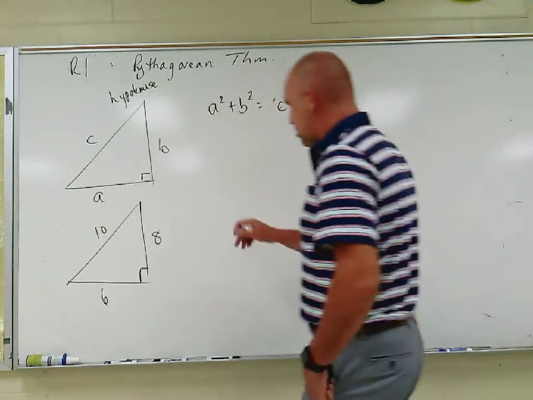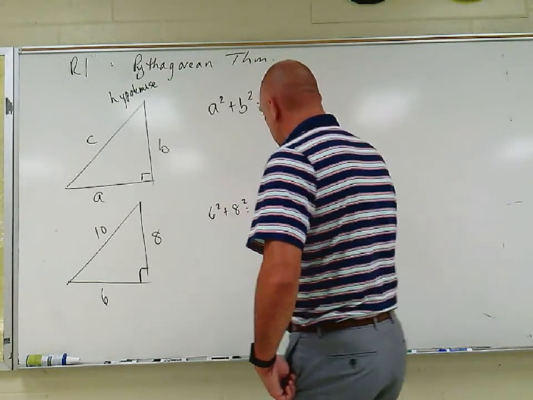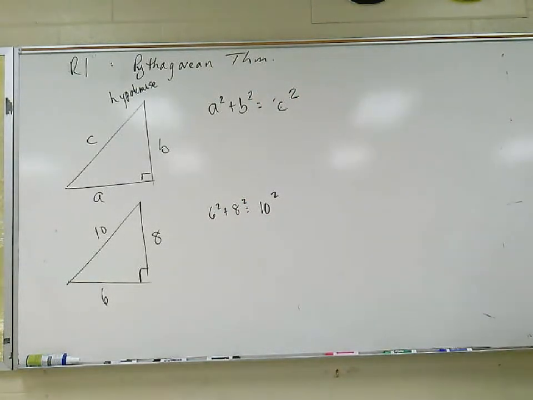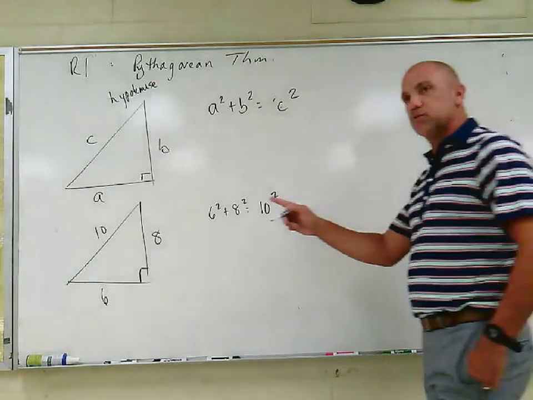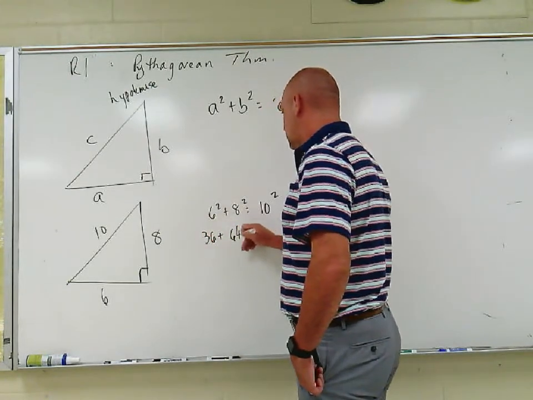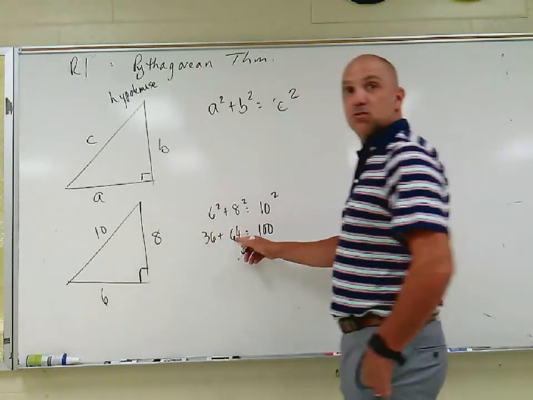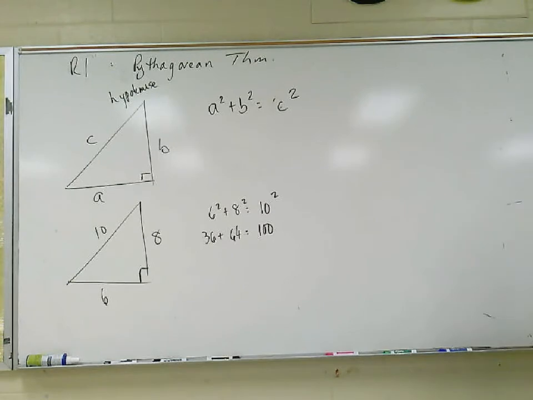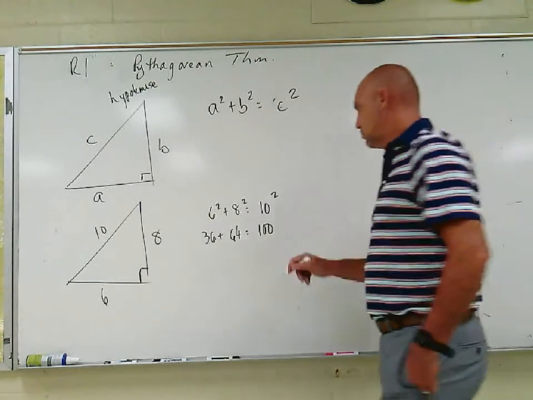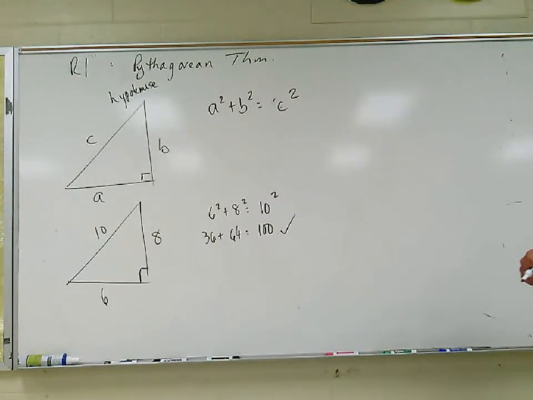So if we do the Pythagorean theorem, we have 6 squared plus 8 squared equals 10 squared. All right? And 6 squared is what? 36. 8 squared is what? 64. 10 squared is what? 100. Does 36 plus 64 equal 100? Yeah, that's it. Now typically you're going to find a missing side, okay? So typically you'll have to find a missing side.